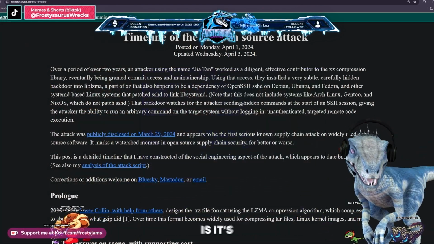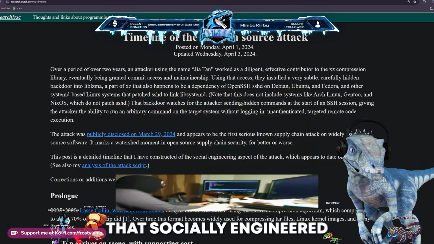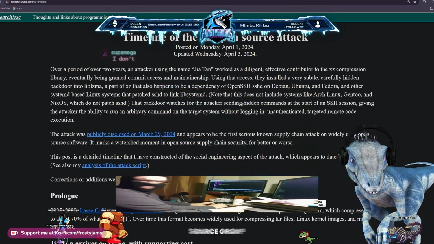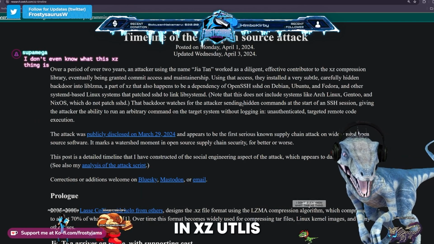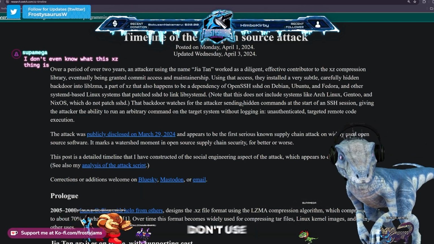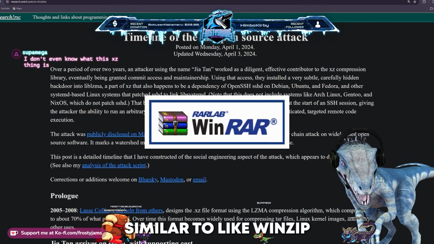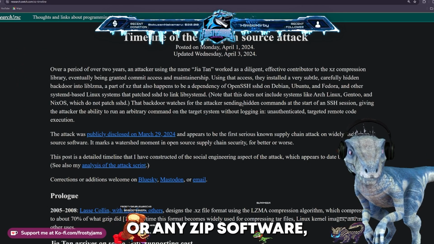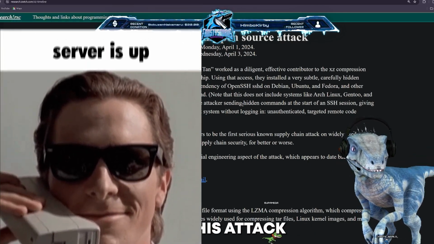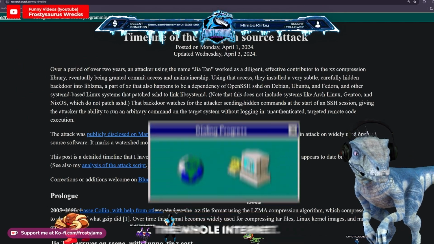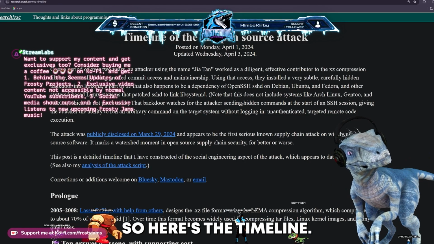What I read about it is it's presumed to be a Korean hacker that socially engineered their way into an open source group and hid malicious software in XZ Utils. While many of you don't use XZ Utils directly, which is similar to WinZip or any zip software, you do use it because of servers. Had this attack gone through, this would have affected the whole internet. Every one of you would have been affected, so it's pretty crazy. So here's the timeline. Let's go over it.